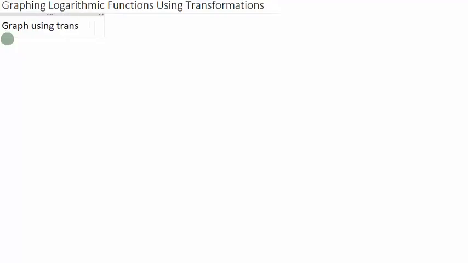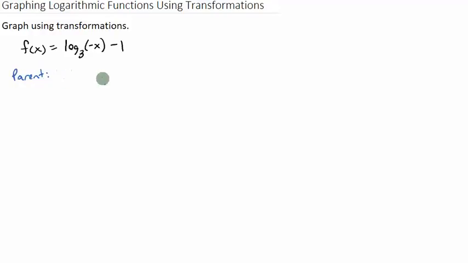Graph using transformations. Let's say the function we want to graph is f of x equals log base 3 of negative x minus 1. Okay? So the first thing we need to do is identify the parent function. And the parent function here is some log of x, and in this case it's log base 3. So the parent function is y equals log base 3 of just x. Everything else is a transformation. So this negative and this minus 1 are both transformations. Okay? So we'll come back to the transformation shortly though.